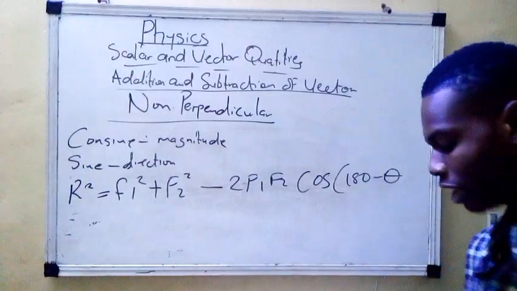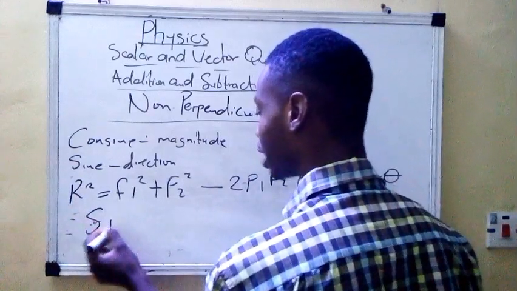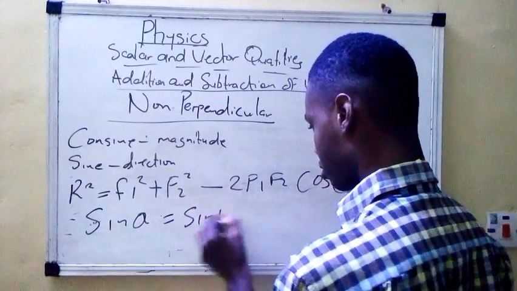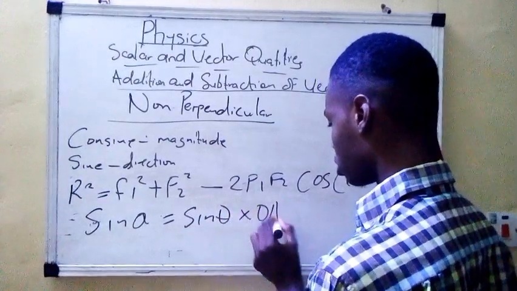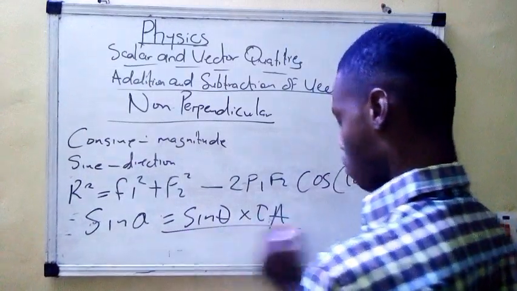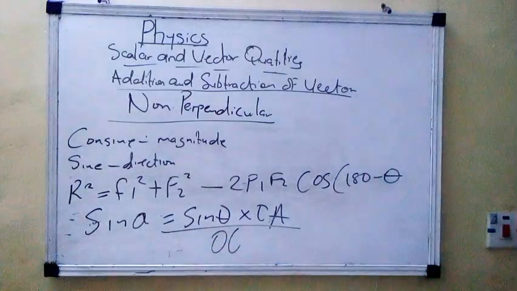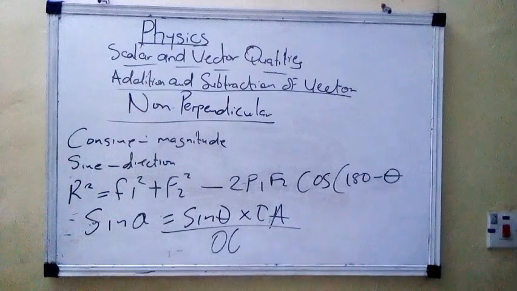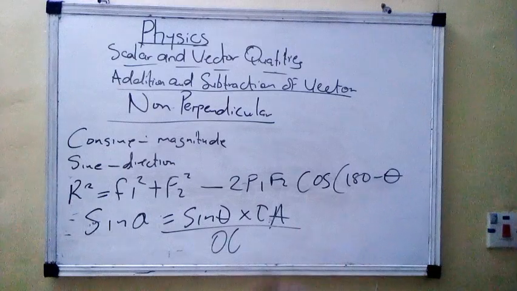Now for direction, that is what we'll call it a day. For direction, our sine is what? Sine A is equals to sine theta over what? Alright. Now, in case you are confused, what does this OA mean? What does this OC mean?